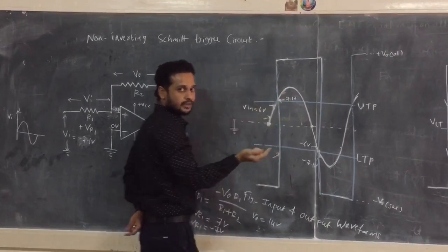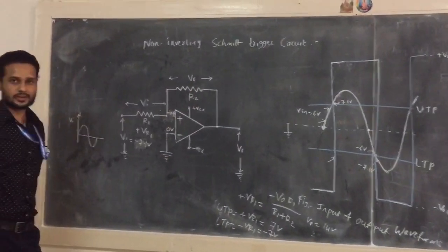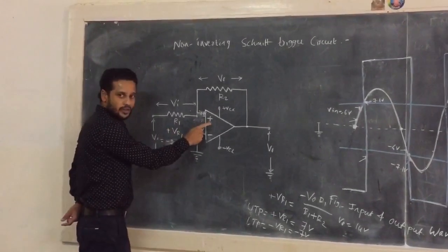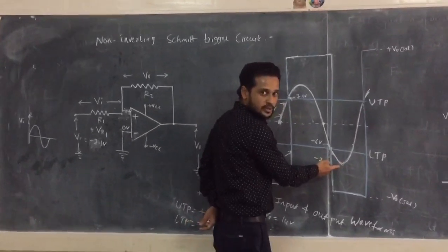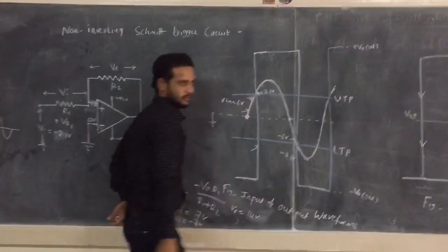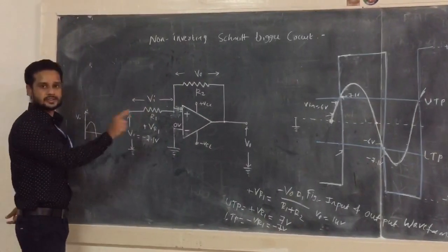So what would be the reason behind that? It is just because you are making use of a non-inverting Schmitt trigger circuit. Input is applied to the non-inverting terminal of the op amp. So again in the negative half cycle, output follows the input, and you get the non-inverted output. This is how you can convert a given analog signal to a digital signal.